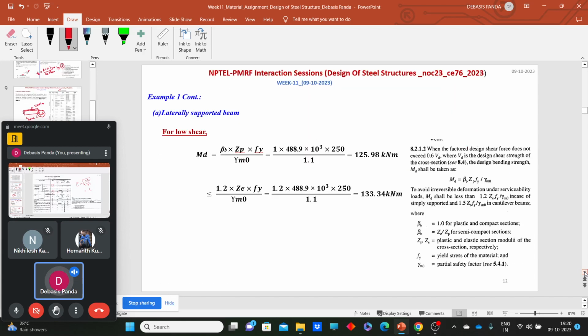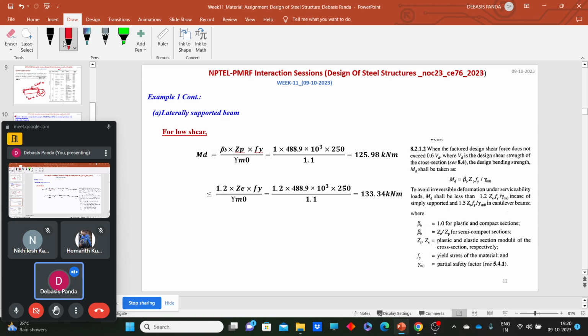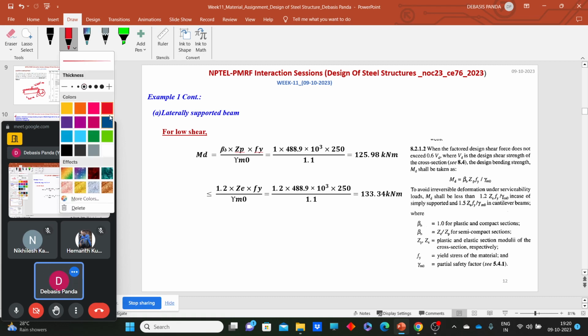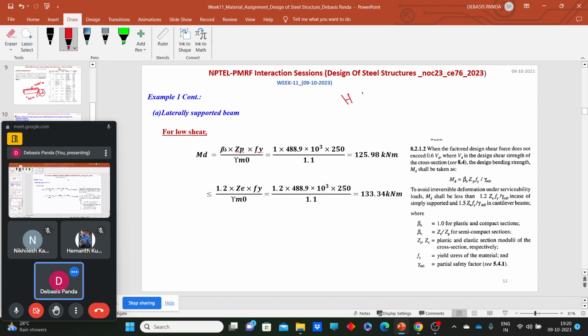Now we can easily calculate the design bending strength for the laterally supported case. To calculate the design bending capacity, two things we need to know: whether the section is subjected to high shear or low shear. Here in this question, it is given that the section is subjected to low shear. So from clause 8.2.1.2, we can say that it is low shear when V is less than 0.6 VD.